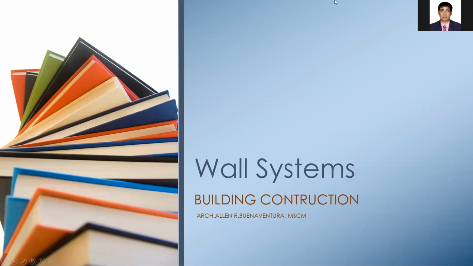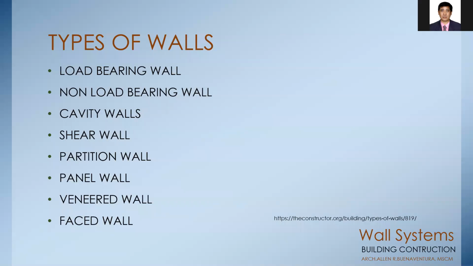Okay, this is wall systems building construction. So there are different types of walls. We have the load-bearing wall, non-load-bearing wall, cavity walls, shear wall, partition wall, panel wall, veneered wall, and face wall.